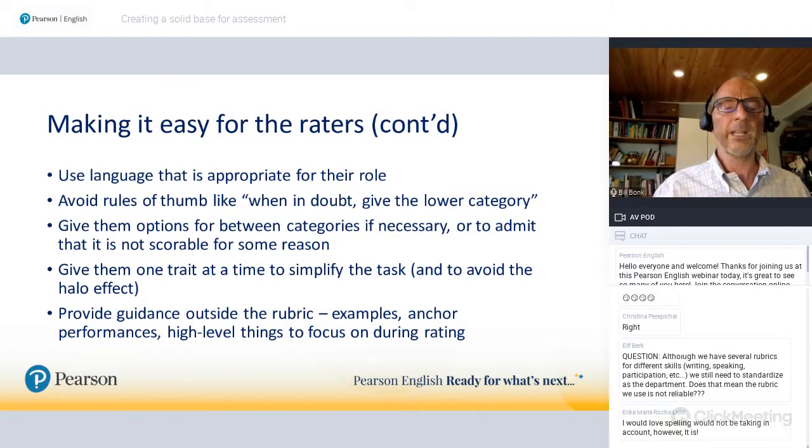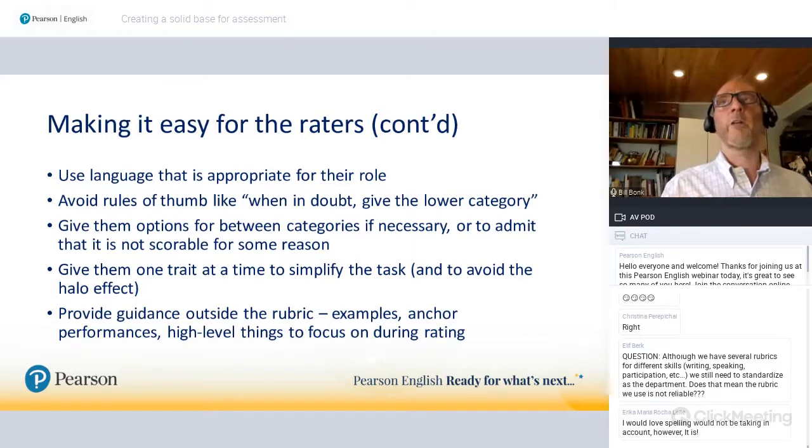In some cases, in the same way, you want to give people the ability to give a 0.5 or to admit in some cases, I can't score this. I don't know how to score this. I'm not going to be forced to give them a 2. I'm going to say, I can't decide. And let's let other people decide if they have a stronger opinion about it.